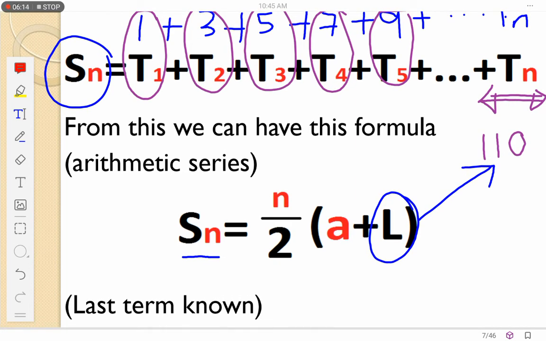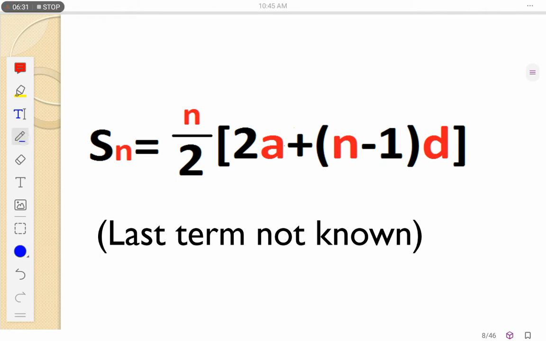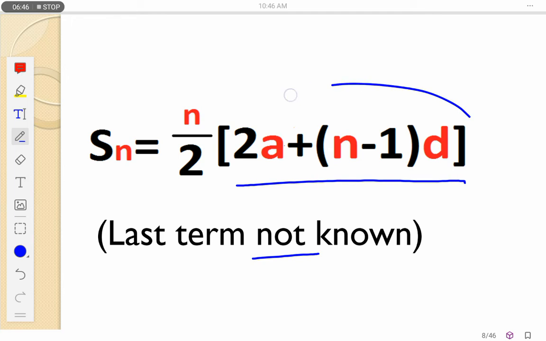Then when we don't know the last term, what we do is this. We can find l and replace it. When we do that, we'll come up with this formula. We'll also derive this one later on in another video. So this is when the last term is not known. That's the equation that we have. It only differs here, where we have 2a plus (n minus 1)d.